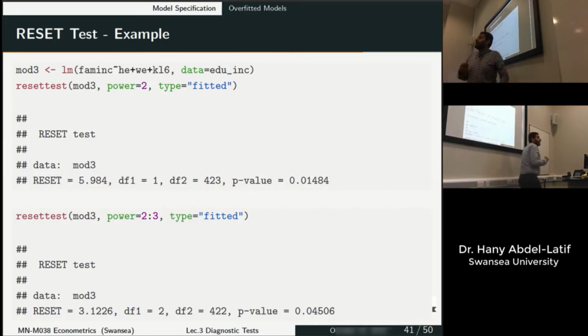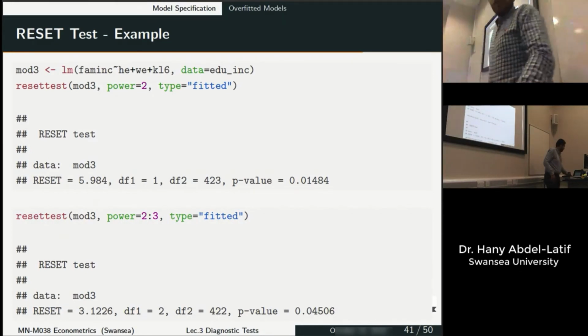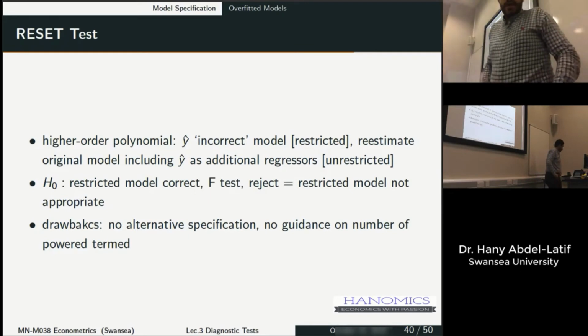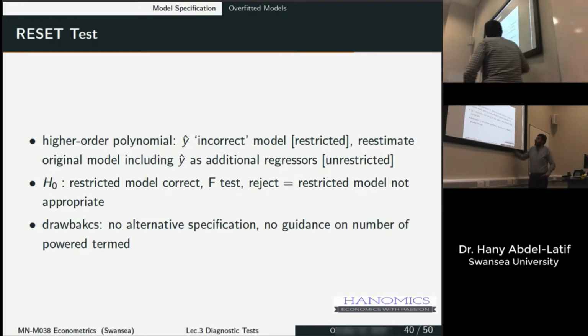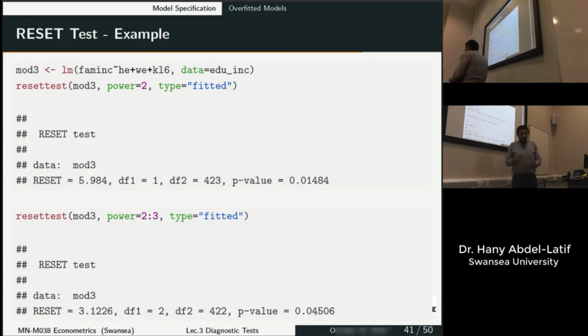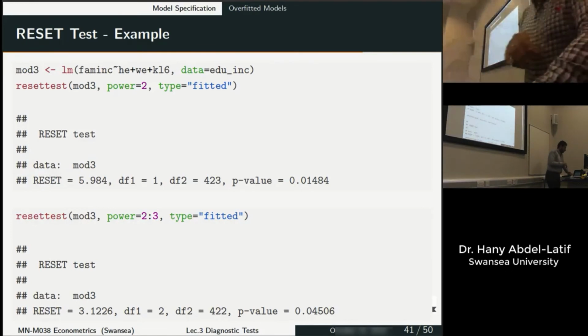And this is one of the drawbacks. So what should we do then? That's one of the main drawbacks of this test: there's no alternative specification and no guidance on how many power terms of the y hat to include in this model. But anyway, it is one way to look at it, and the conclusion here is you should be careful about omitted variable bias or including variables that are not relevant to your model.